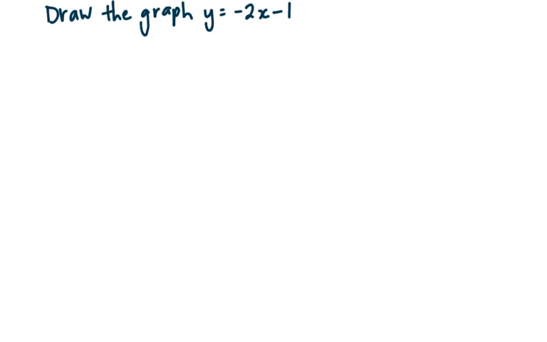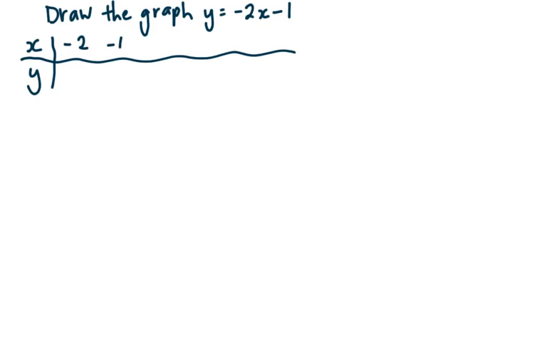We're going to use this information to now draw the graph y equals negative 2x minus 1. The first step in drawing a linear graph is to draw a table of values. So we're going to do that for the values of x and y: negative 2, negative 1, 0, 1, and 2. And we're going to fill this table using the method of substitution. I'm going to do one quick example here.